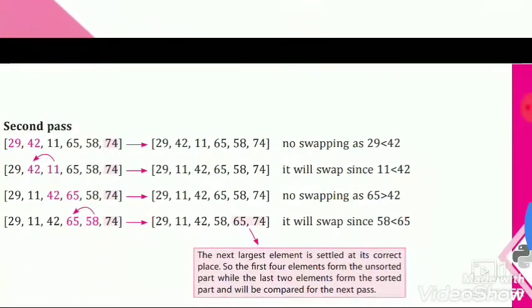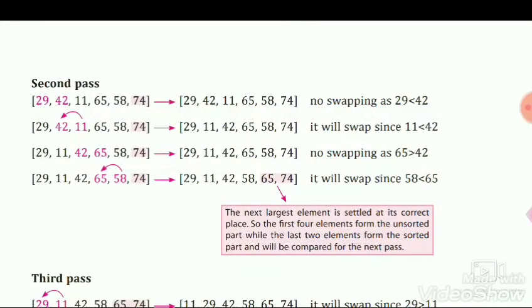In the second pass we will not check the last element. Starting from the first and second element, we check, and we need not swap as 29 is less than 42. In the second loop it will swap since 11 is less than 42. In the third loop we compare 42 with 65 and no swapping because 42 is less than 65, and in the fourth loop we compare 65 and 58 and it will swap, since 58 is less than 65.